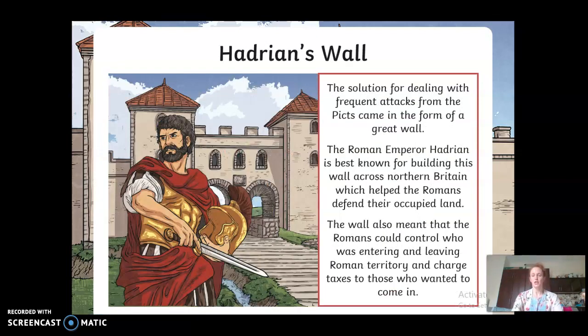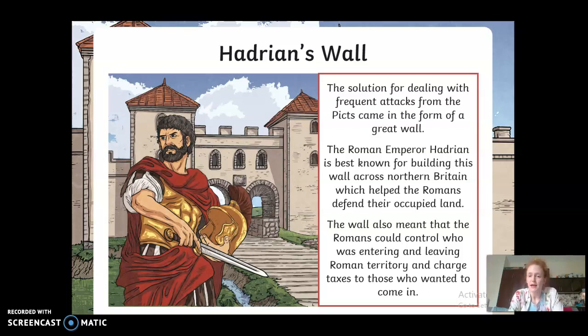Hadrian's Wall. So the solution for dealing with frequent attacks from the Picts came in the form of a great wall. The Roman Emperor Hadrian is best known for building this wall across northern Britain, which helped the Romans defend their occupied land. The wall also meant that the Romans could control who was entering and leaving Roman territory and charge taxes to those who wanted to come in.